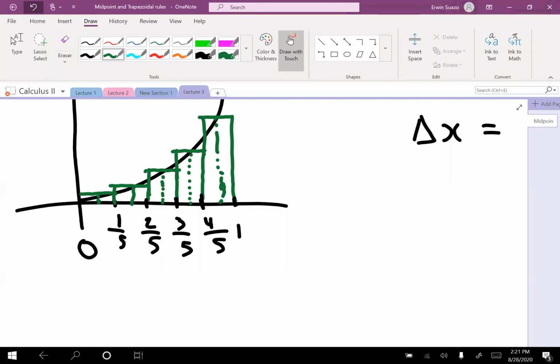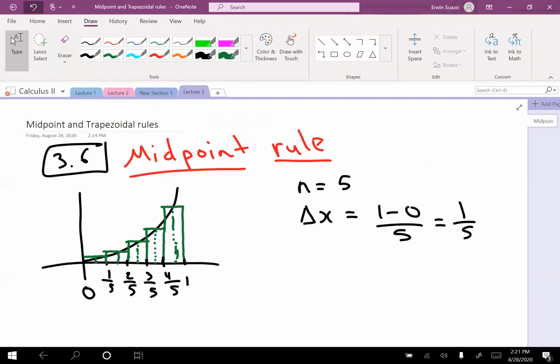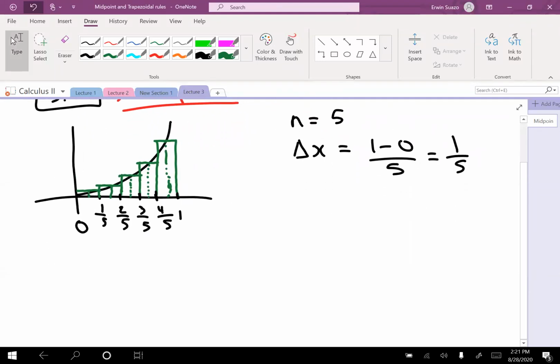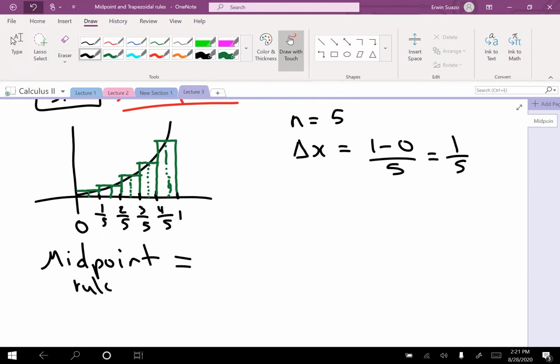So let's write our sum. So how is our sum gonna look? Let's call it the midpoint rule. So I can do a smaller drawing again. Midpoint rule. Okay. So we need to start finding the areas of these guys.